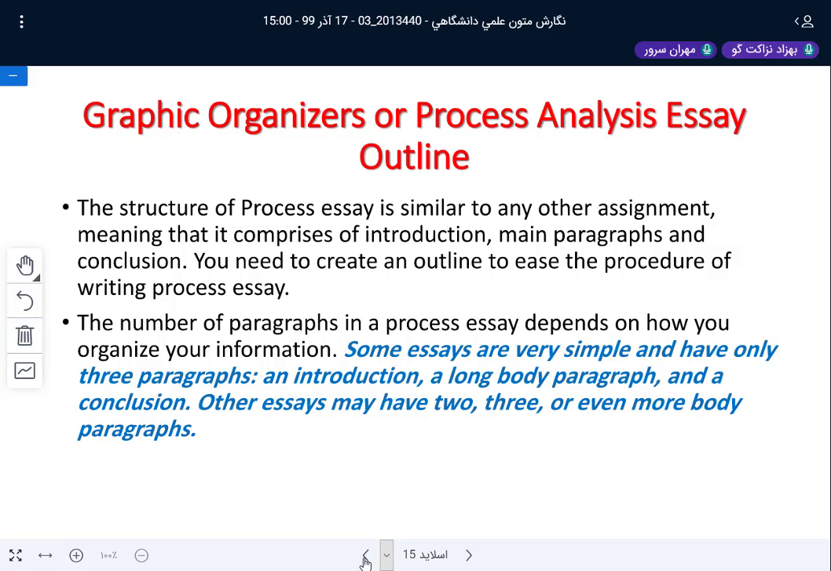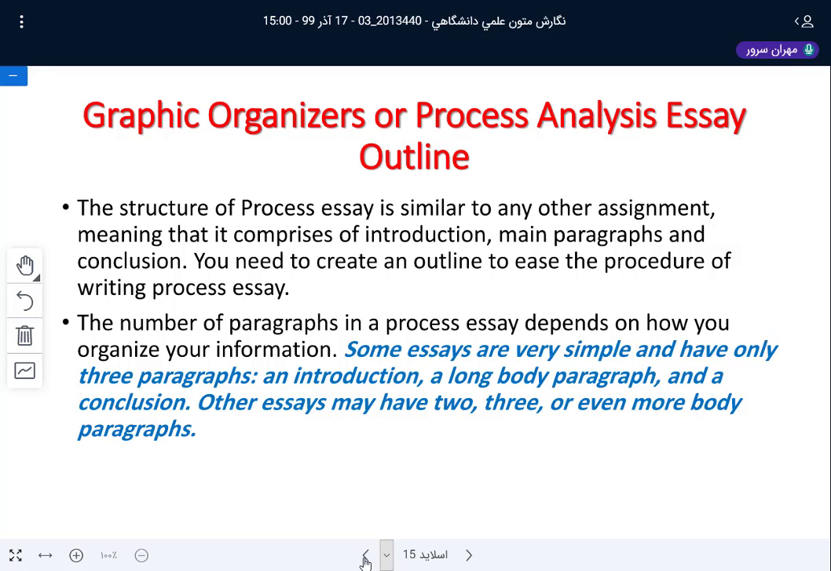Graphic organizers, or process analysis essay outline. The structure of a process essay is similar to any other assignment, meaning that it comprises an introduction, main paragraphs, and a conclusion. You need to create an outline to ease the procedure of writing a process essay.